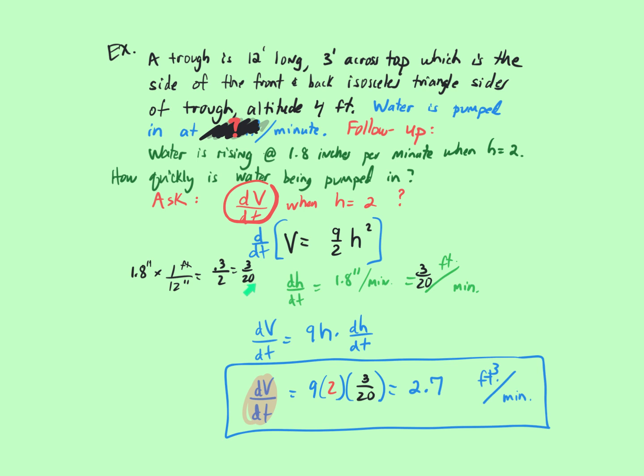That's pretty much it. We can use the same equation. dV/dt equals 2 times 9/2, or 9h to the first power times dh/dt. We know that the height in this problem is 2 feet. We know that dh/dt is 1.8 inches per minute, which is 3/20 feet per minute. So you multiply that out. The volume is changing at a rate of 2.7 cubic feet per minute. That's as far as we got, and then the rest of the class time we use for practice.